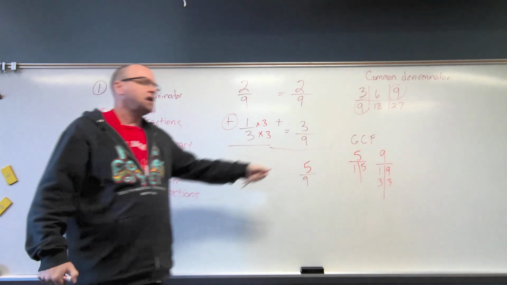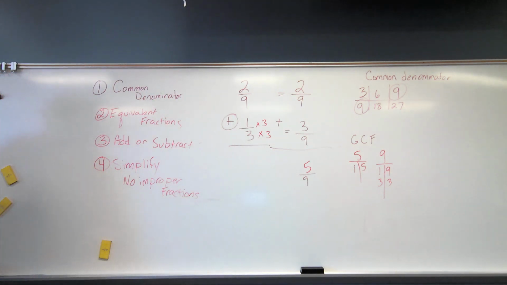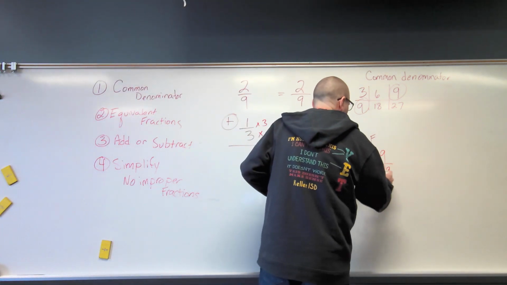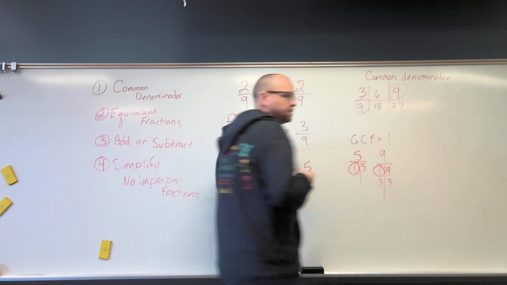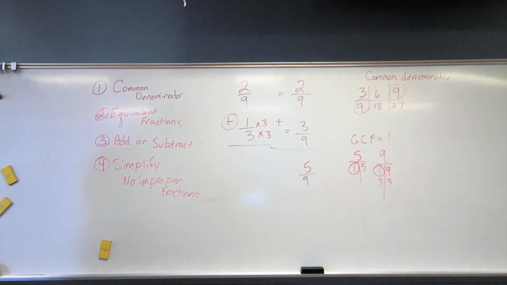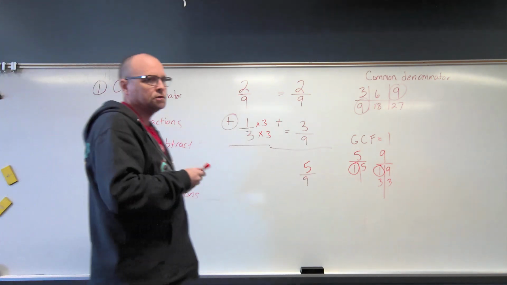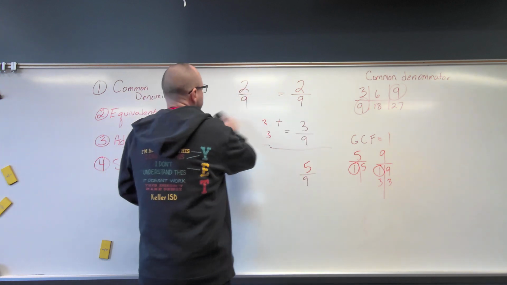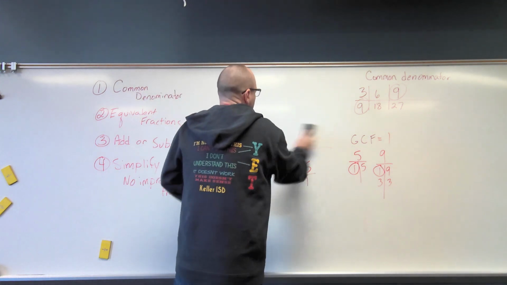So what is the greatest common factor of 5 and 9? 1. Because it's the only one they have in common. If the greatest common factor is 1, that number is simplified to lowest terms. Good job, guys. You are so awesome at this.